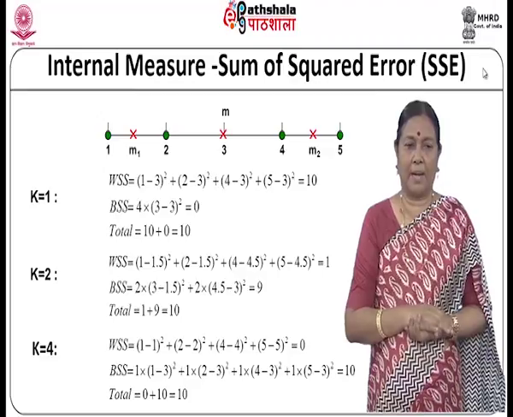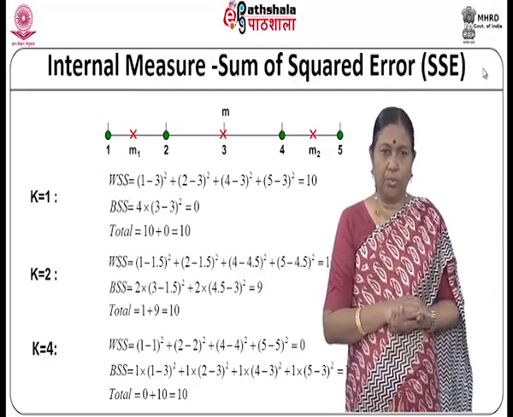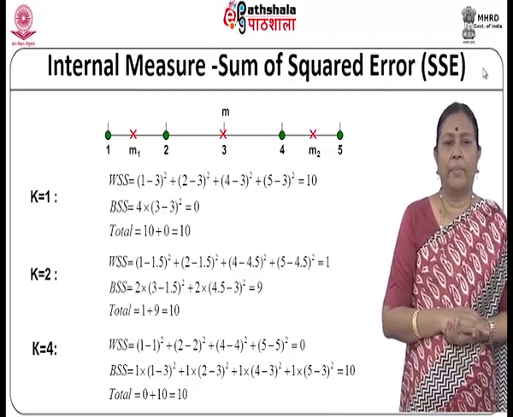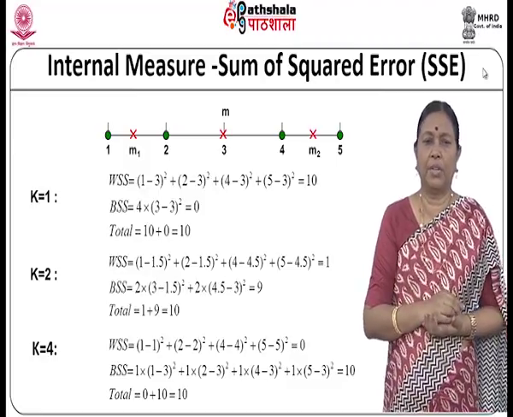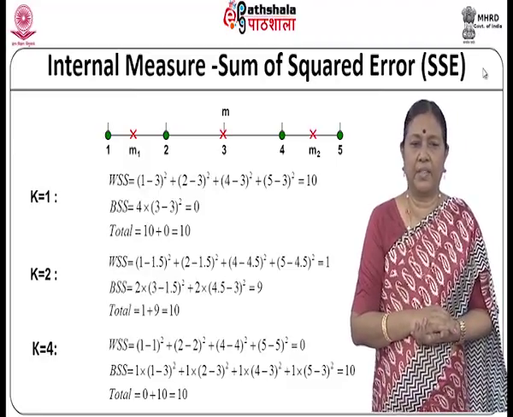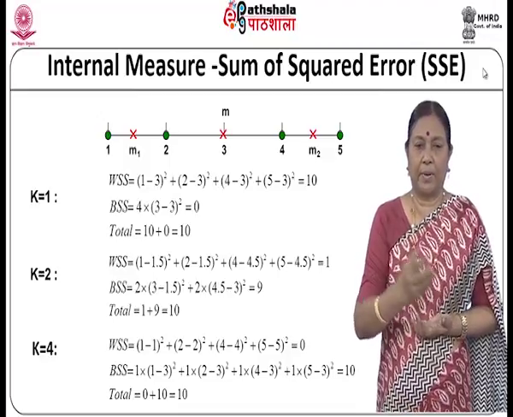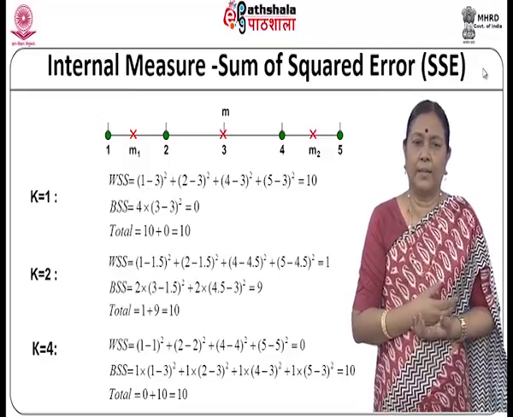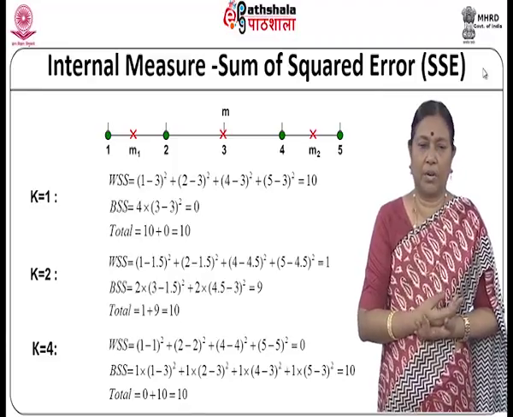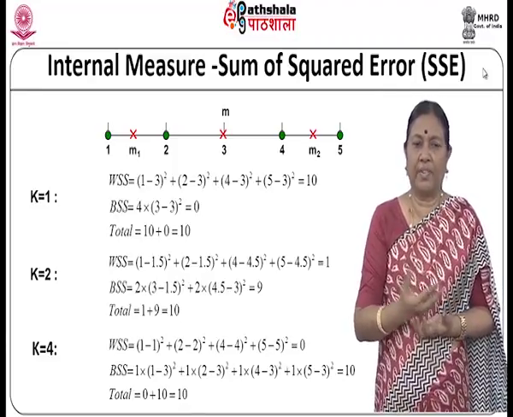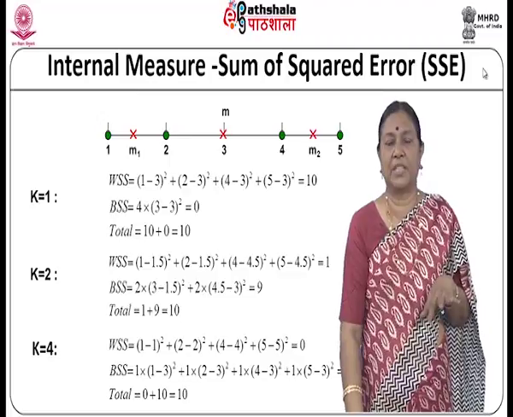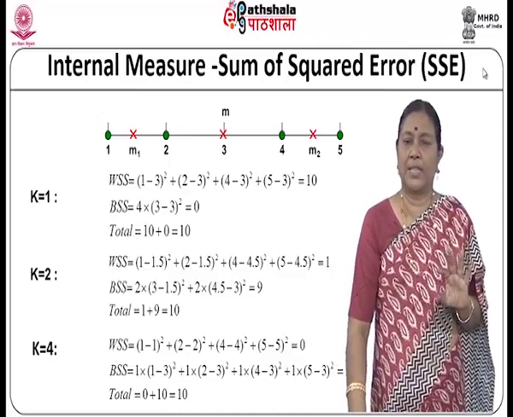So, total is 10. Now, if you take k is equal to 2, you will have 1 minus 1.5 the whole square, we are taking 1.5 as the mean, 2 minus 1.5, 4 minus 4.5 and so on. So, I get WSS as 1 and BSS is equal to 9. So, I get a total of 10 and so on. For k is equal to 4, if I take, I get 10. So, this is how you measure the WSS and BSS.